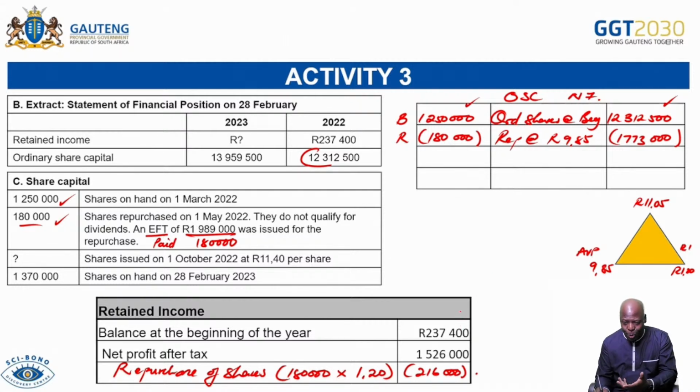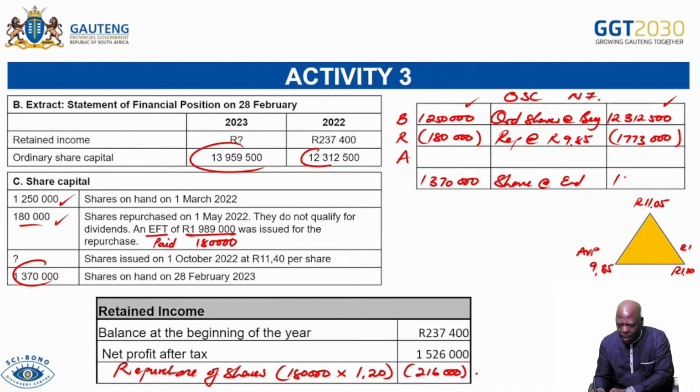What else do we do now? So we come here and we now bring the addition. The addition. All right. And then how much is the addition? We don't know. But we know that at the end, they told us it was 1,370,000. All right. Shares at the end. And that is equal to 13 million. This one here, 13 million. That is my 13,959,500. We good? Awesome.